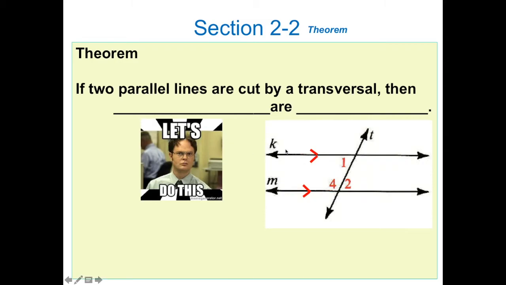Okay, so here we have two parallel lines. And line K is parallel to line M. We'd be able to say that angle 1 and angle 2 are congruent. So what's being suggested here? Well, angle 4 is supplementary to angle 2. So what can we say about 1 and 4?